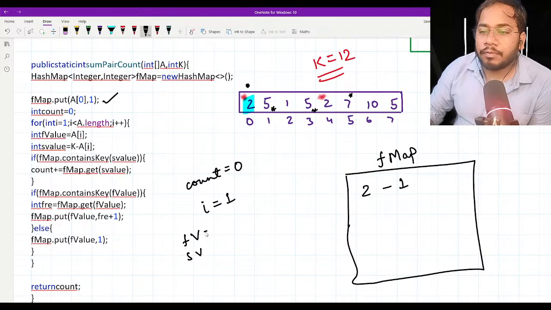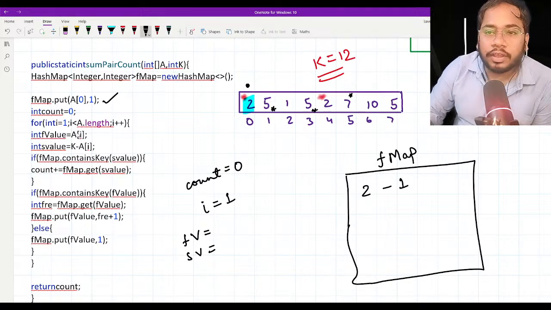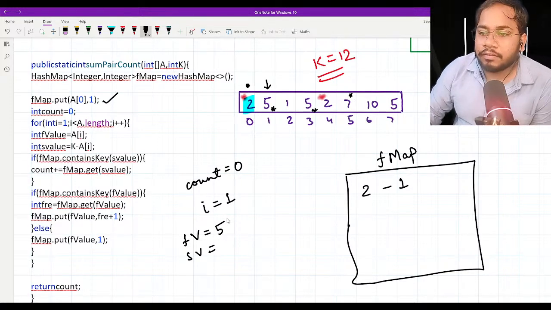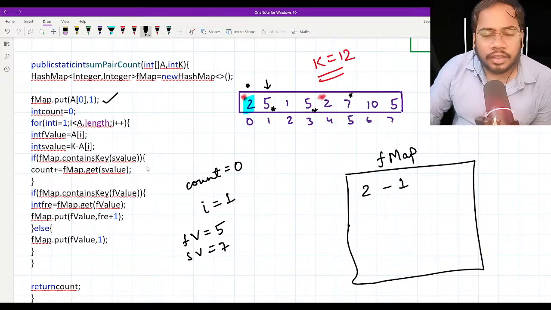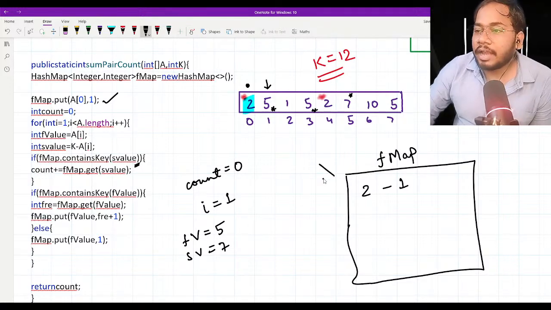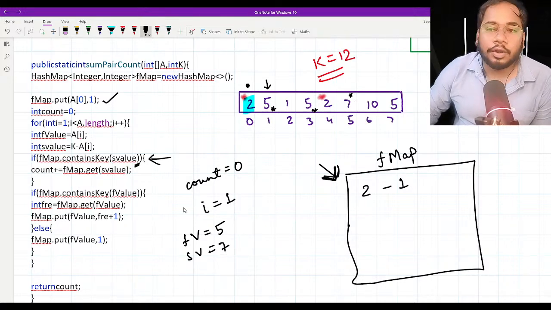We have a first value and a second value. So the first value is a of i. Okay, this is the first value, which is 5. What is the second value? Second value is 12 minus 5, that is 7. Check if the second value is present in the hash map. Is it present? The second value is 7. No, that is not present.